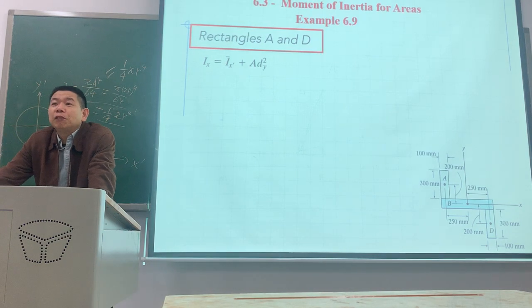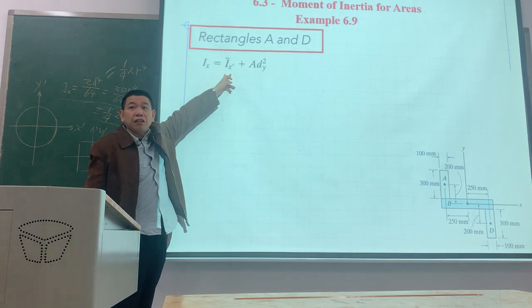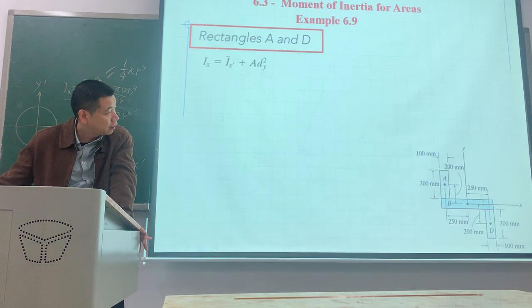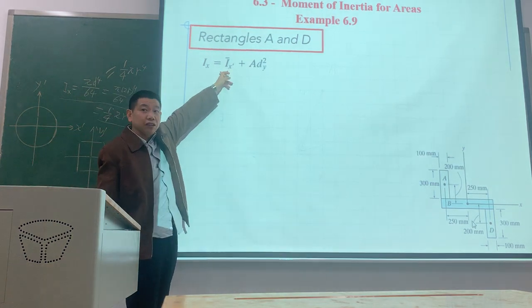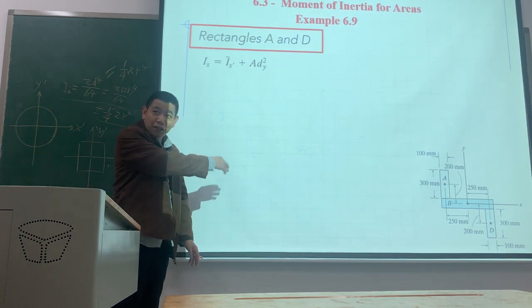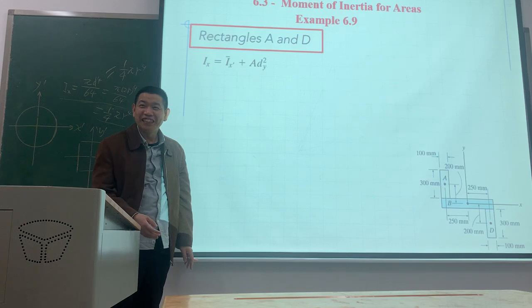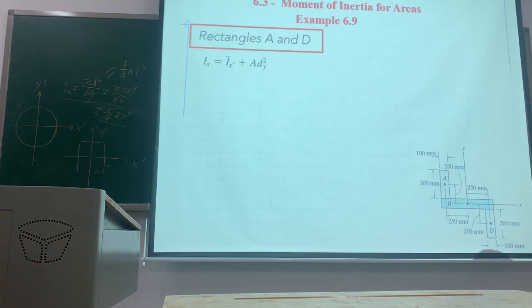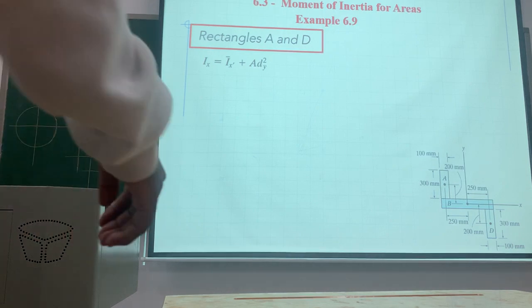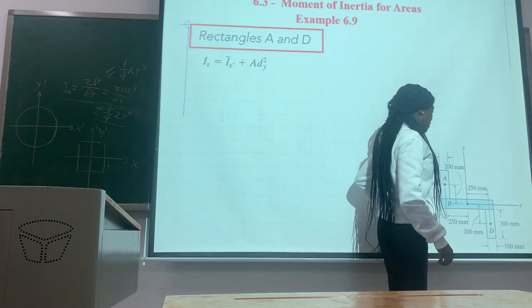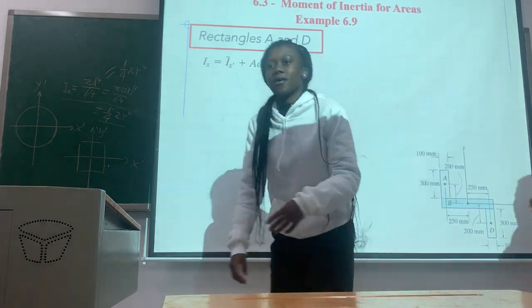I ask you, where is X prime in the figure? Do you know where X prime is? X prime passes through the center of the rectangle. So, where is the rectangle A? Yes, X prime is there. It passes through the center.